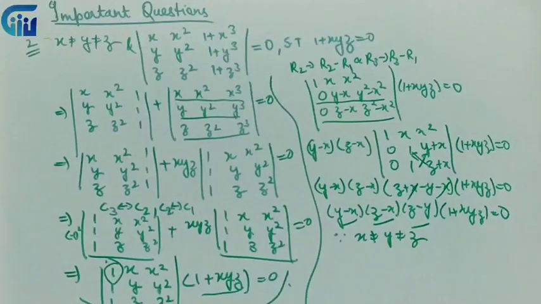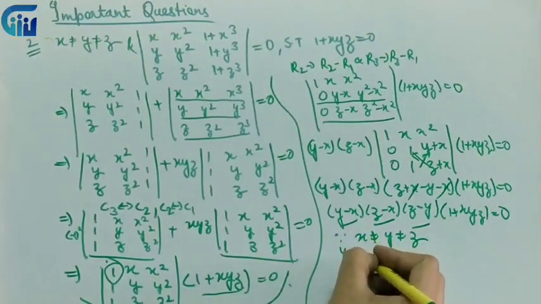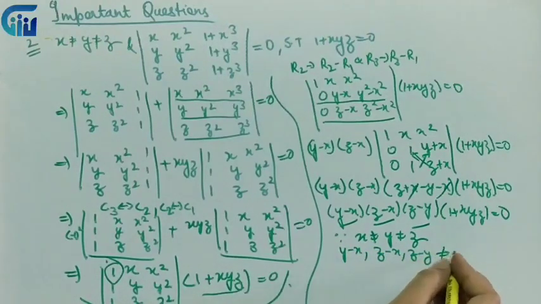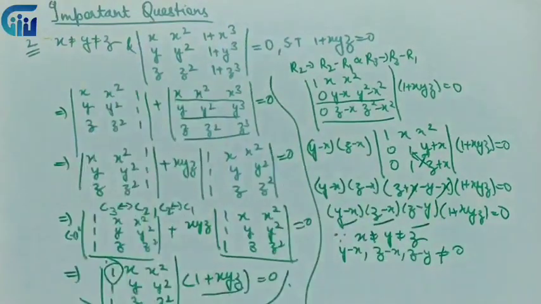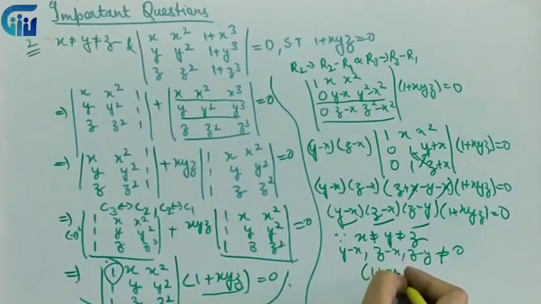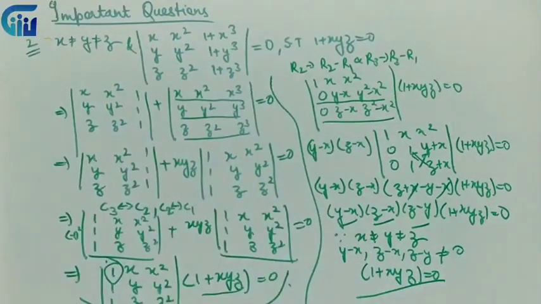Let's take an example, any three numbers. If I take 1, 2, 3, 2 minus 1, 3 minus 2 will never be 0. So similarly, since these three are different, y minus x, z minus x, z minus y will never be 0. All the three factors are non-zero. Therefore, the fourth factor, which is 1 plus xyz, is 0, and hence the result.